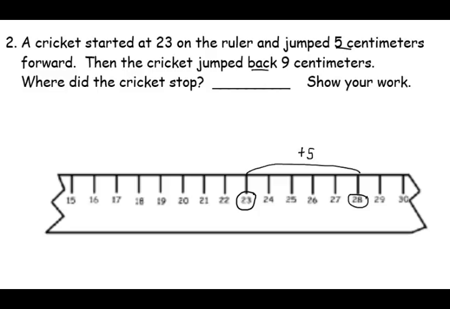But then the cricket jumped back 9 centimeters. So I have to start at 28 and go backwards 9. Well, I can think about 9 as the same thing as 5 plus 4, which helps me because now I'm going to first jump back 5. That puts me back right where I started. And then from there, I just have to jump back 4 more. So if I'm at 28 and I jump back 9, I end up at 19. So the cricket stopped at the 19 centimeter mark.